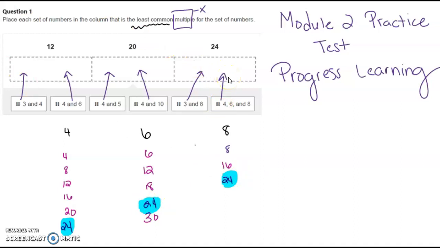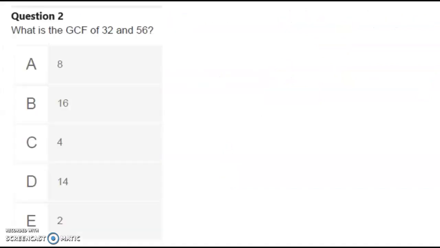I know it's a long problem, but it just gets some good practice in. So that was number 1. All right, let's go ahead and go into question number 2. What is the GCF of 32 and 56?